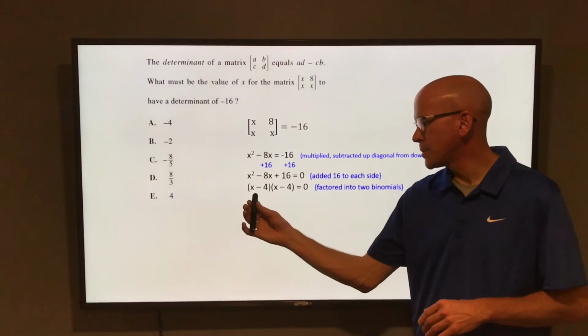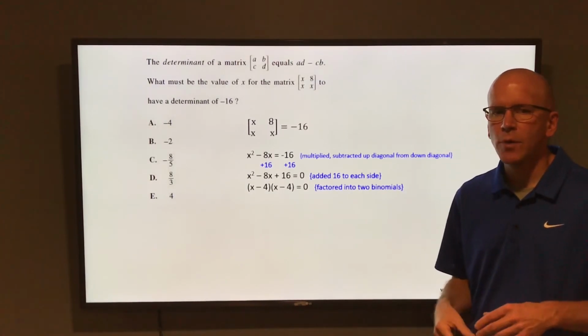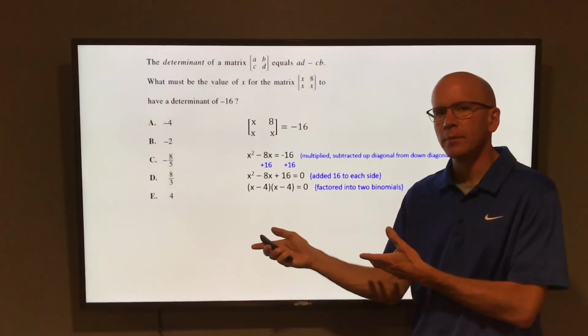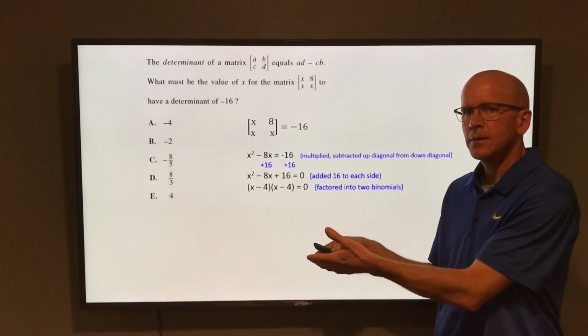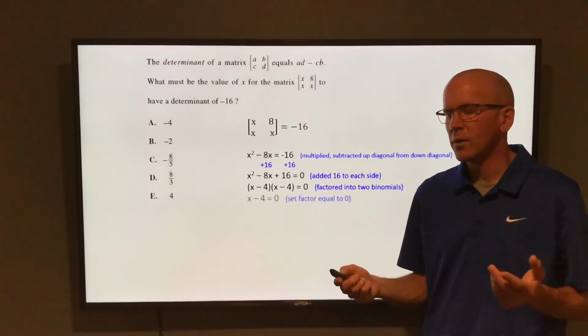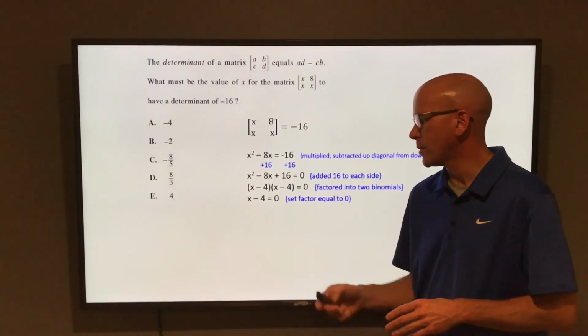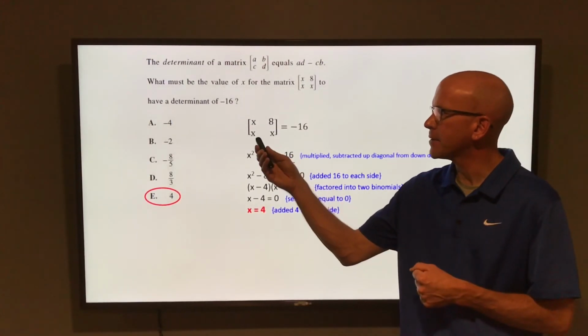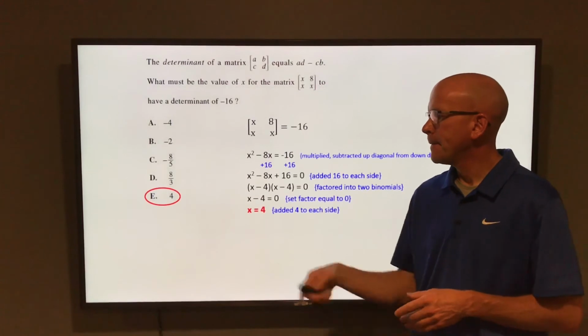Now, you have these two things multiplying together to equal 0. If you have two or more things multiplying together to equal 0, that means either one of them could be 0, but it's the same thing here. So normally we would set each one equal to 0, but these are the same. So just set one of them equal to 0. Set x minus 4 equal to 0, and you do end up with x equals 4. So the value of x that makes this determinant negative 16 is 4.